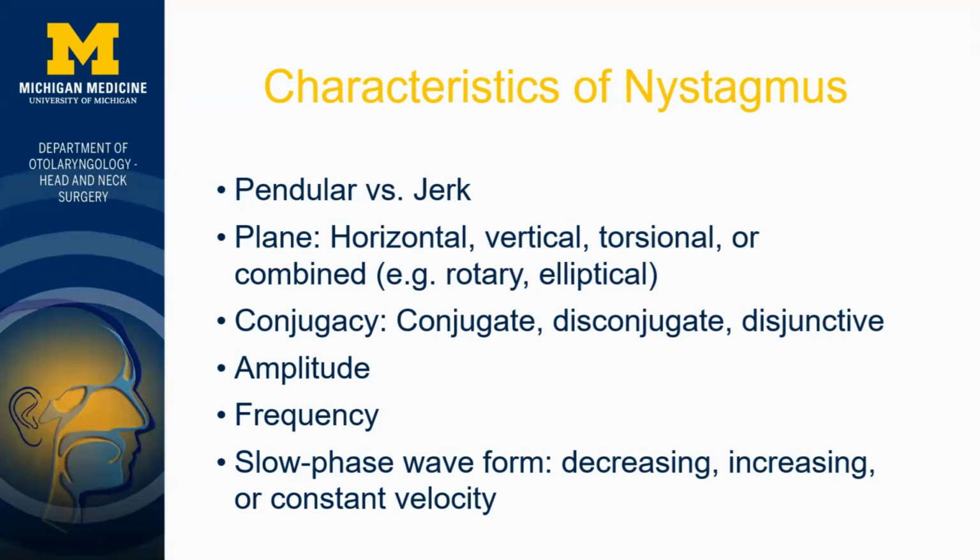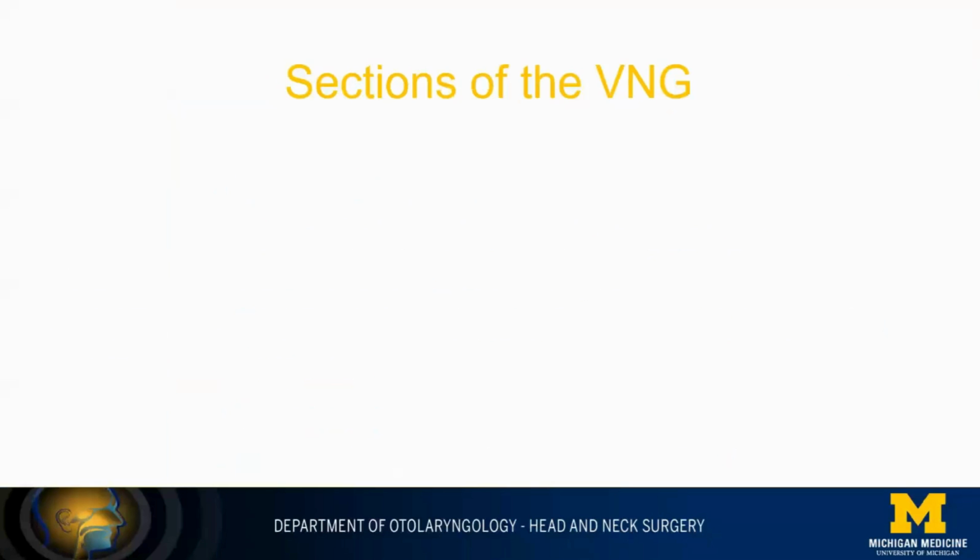Or you can talk about the slow phase waveform. So this means nystagmus that is increasing in speed over time or decreasing in speed over time, or is it a constant velocity? So when you think spontaneous nystagmus, you're usually thinking constant velocity. But when you're thinking BPPV, like in a Dix-Hallpike, typically that nystagmus will kind of ramp up and back down, and that's a characteristic pattern. So we call that a crescendo-decrescendo pattern. So it's important to look at the waveform as a whole rather than just one little tiny snippet.